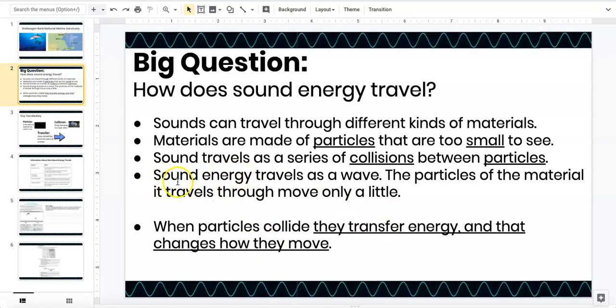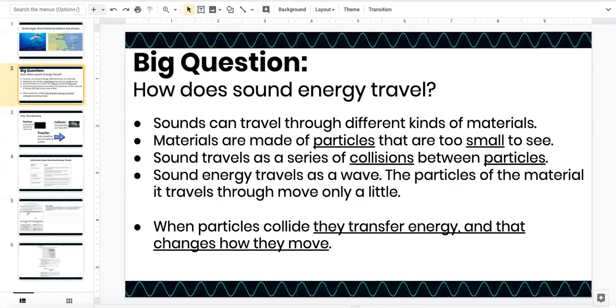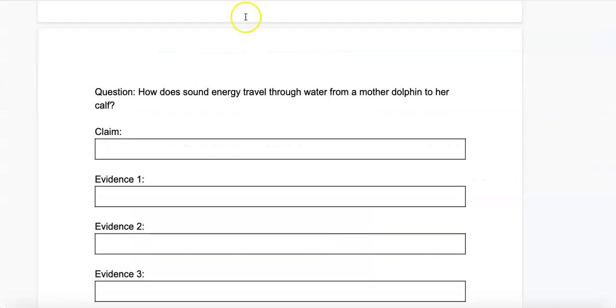And I remember that sound energy travels as a wave. So that right there actually answers this question: How does sound energy travel through water from a mother dolphin to her calf? Well, again, based on what we've been learning from the text, I know that sound energy travels as a wave. So I'm going to go ahead and answer that question by restating the question and including that answer.